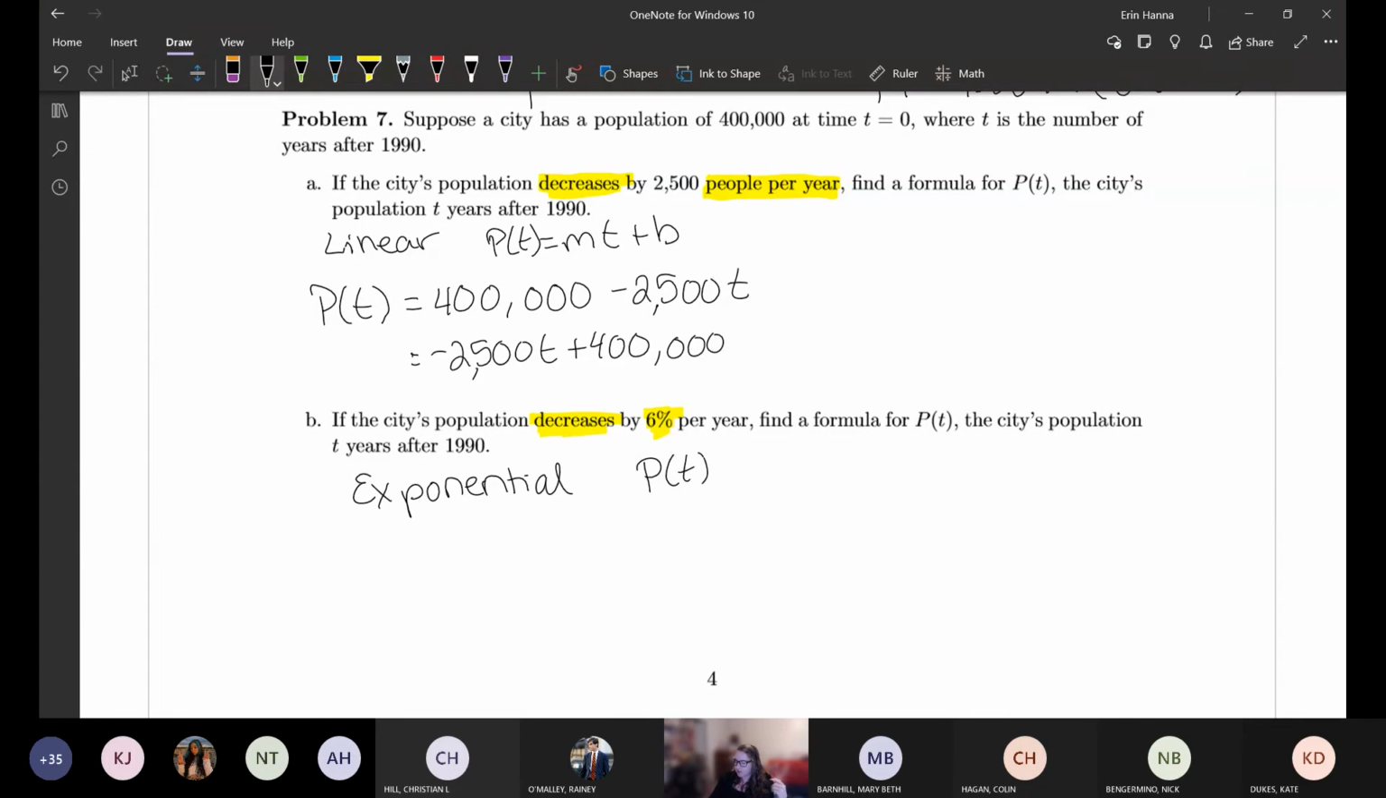So we're going to have some P of t equals P naught a to the t. So our P naught is still going to be that 400,000, that initial value. Our a value here is still made up of 1 plus r. But the r here, it starts with 0.06 because 6% is the decimal, but then the decreasing is going to make that negative. So if we find the a value then, 1 minus 0.06 will give us 0.94.